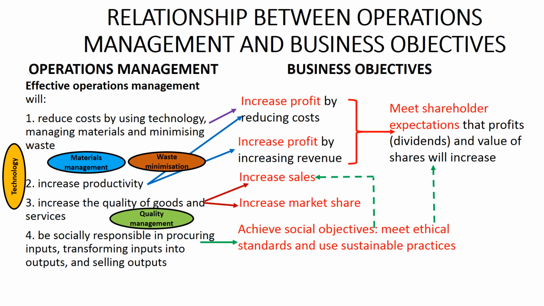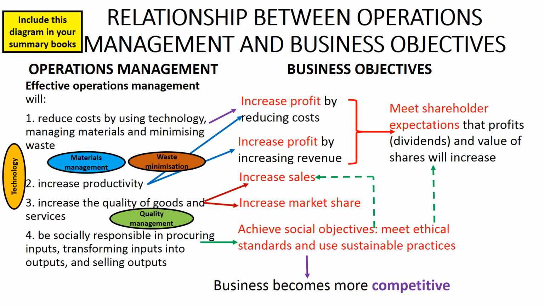Ultimately, a business that is operating productively and at low cost, and that is producing high quality goods and services, will be more profitable than its competitors and will be growing its market share. In other words, such a business will become more competitive. The relationship between operations management and business objectives is a very important one, and so I suggest that you include a copy of this diagram in your summary books.